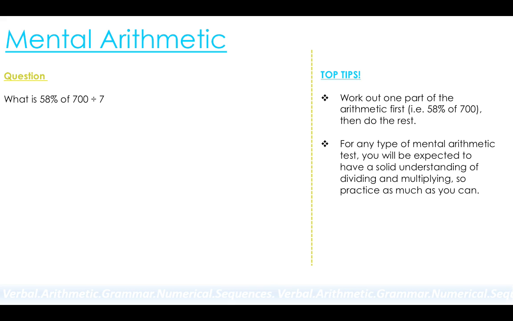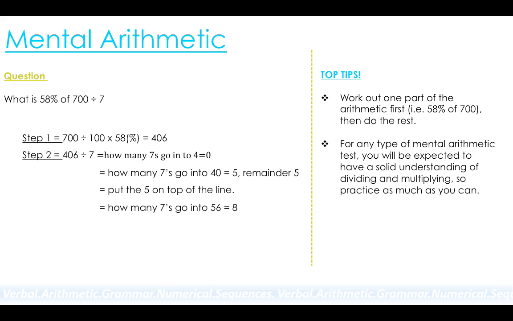So a key tip that you should focus on is to work out one part of the arithmetic first, i.e. the 58% of 700, and then go back and do the divide by 7. Okay, so let's do it step by step. So here we have 700 divided by 100 times by 58, because this is the percentage that you are trying to work out. So if you use a calculator to ensure that it was correct, you would know that it is 406. So this is the first part of the process complete.